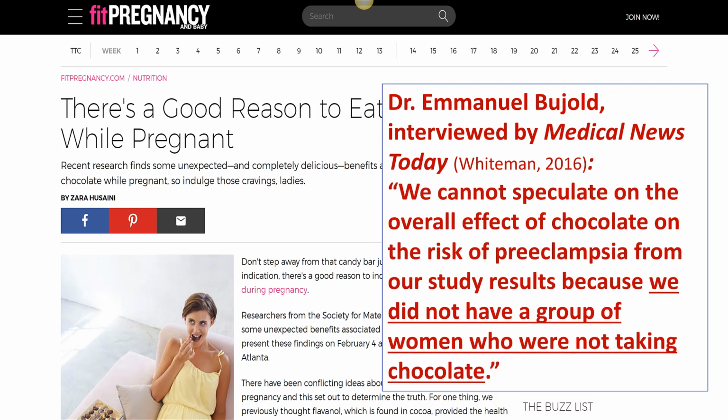We cannot speculate on the overall effect of chocolate on the risk of preeclampsia from our study results because we did not have a group of women who were not taking chocolate. He goes on to actually do a little bit of speculation to say that we need to do more study on this because there are some findings that might potentially move in this area. But it is not a finding of this study, and the researchers specifically came out against the claim that they were making this finding. However, that's not what we got in the journalistic coverage of this issue.